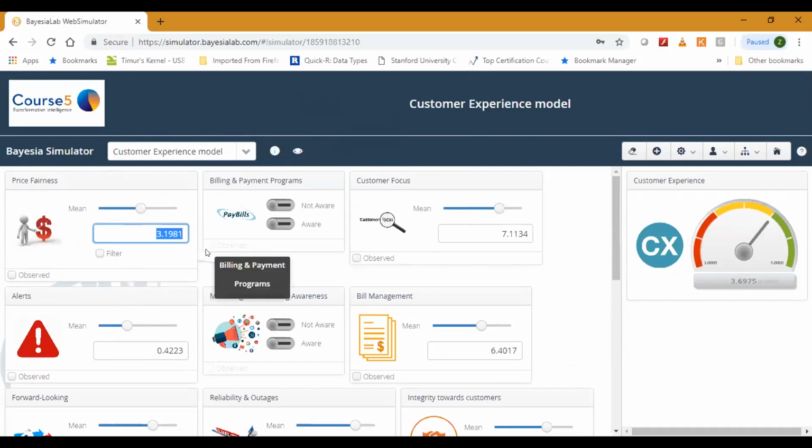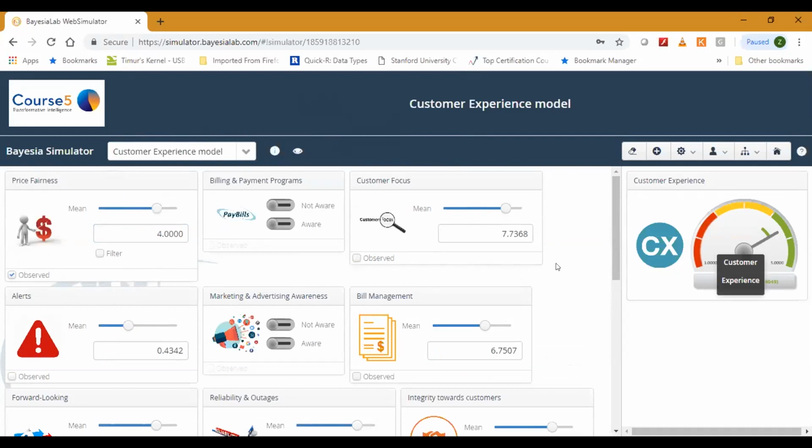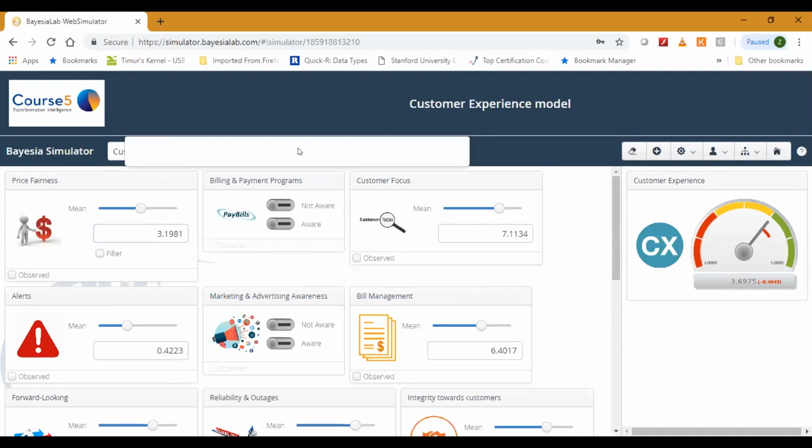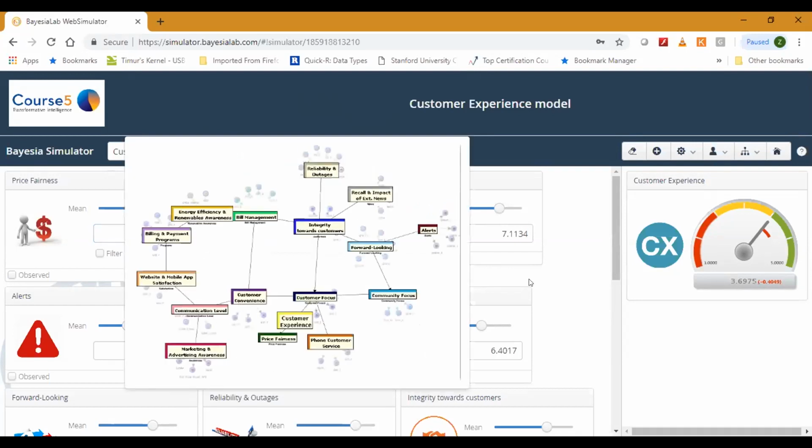So for example, if we improve the price fairness perception among customers by certain points, what will be the impact of that on the overall customer experience? You might have noticed that when I'm making a change on the price fairness, there is also a change observed on certain things like, say, customer focus. So basically what it means is when you improve the perception of price, it not only influences the end goal, but it also improves the perception about customer focus and a lot of the other metrics which are really related. That is something you can see in this kind of network map as well.